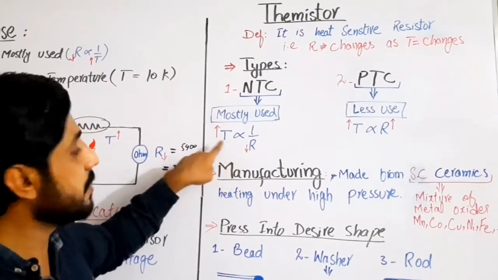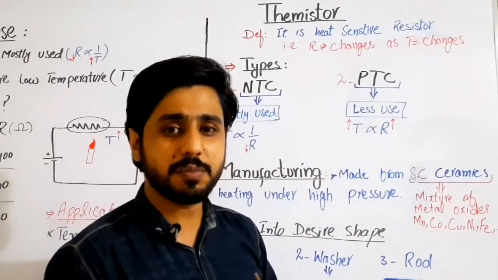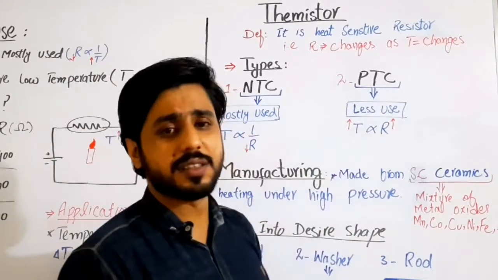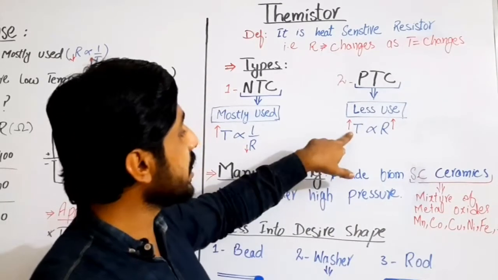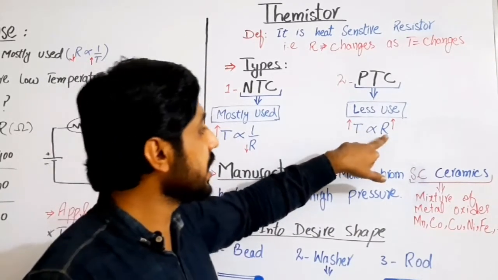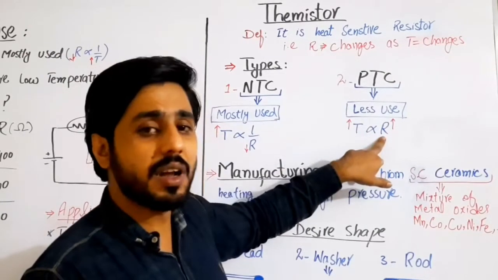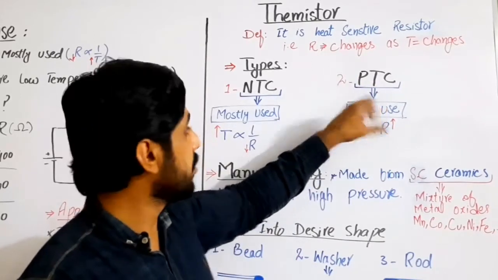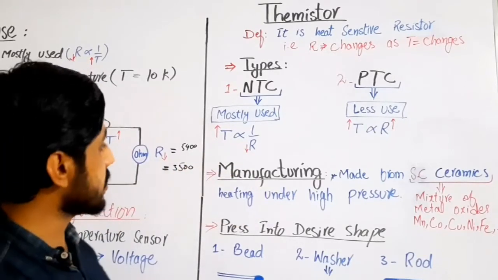They have an inverse relation. Now we will discuss PTC, positive temperature coefficient. Positive temperature coefficient means there is a direct relation between resistance and temperature. Whenever there is an increase in temperature, there will be an increase in resistance. By increasing temperature, the resistance will also increase. There is a direct relation in a PTC thermistor, but in an NTC thermistor there is an inverse relation of temperature and resistance.